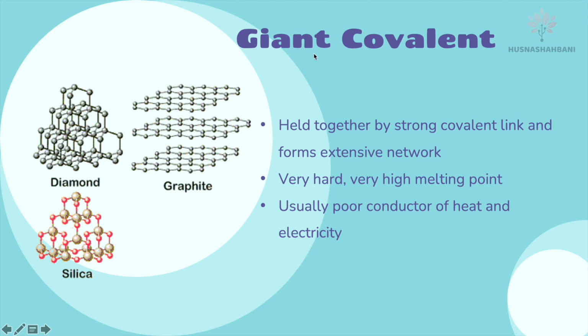Next, giant covalent: held together by strong covalent links and forms an extensive network. So this is also a covalent bond, held together by strong covalent links, forming an extensive network. Very hard, very high melting point, usually poor conductor of heat and electricity. So this is an example of giant covalent: diamond structure, graphite made up of carbon, and silica.